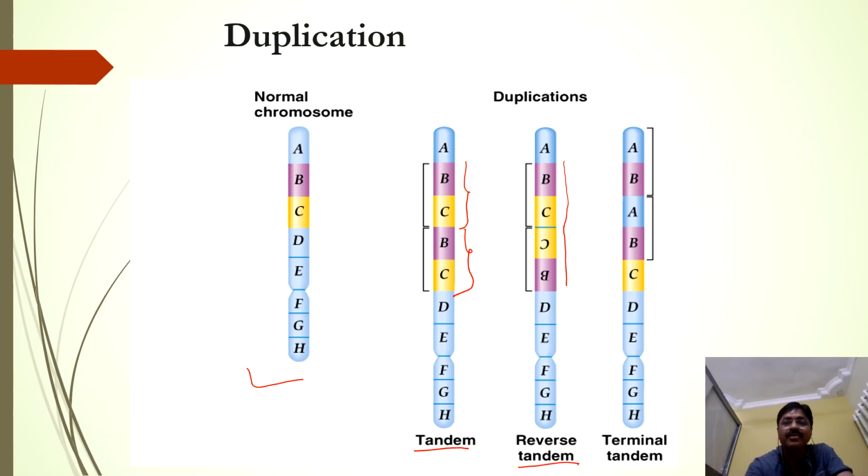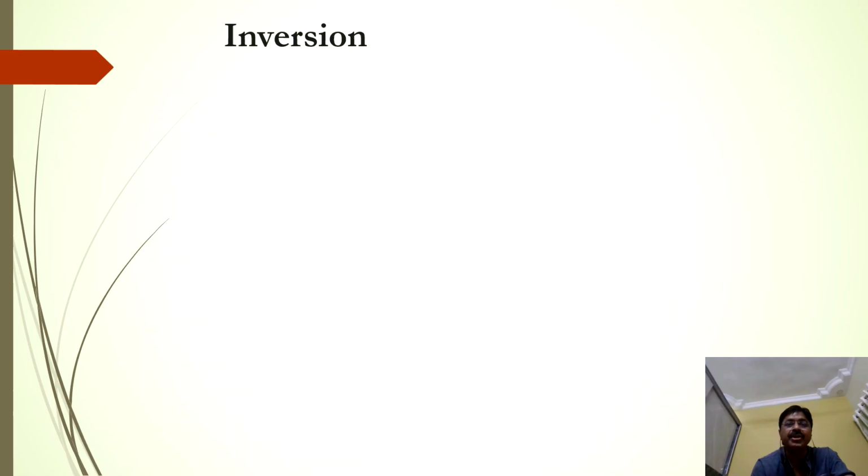And the third type of duplication is terminal duplication. At one end of the chromosome, here this segment has been duplicated, that is AB. AB is the duplicated segment, and we call this a terminal duplication or the terminal tandem duplication.